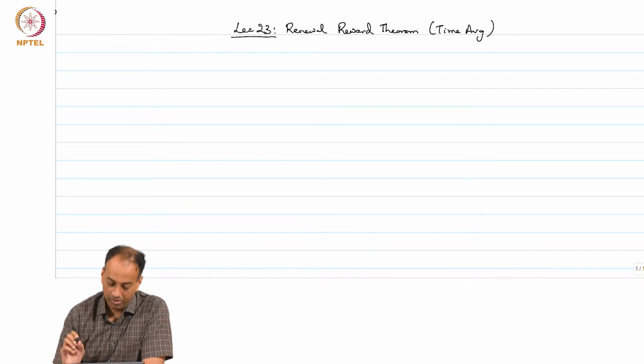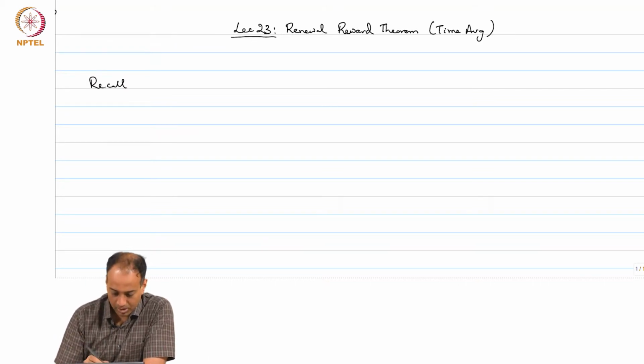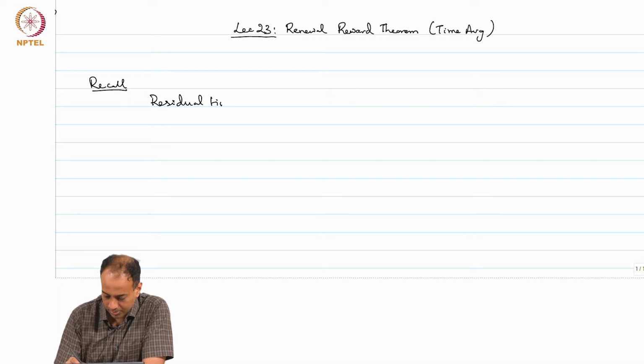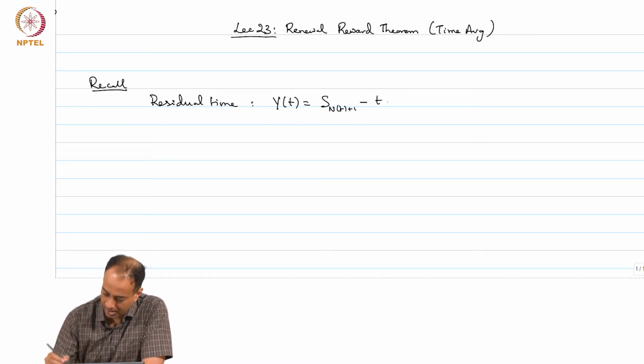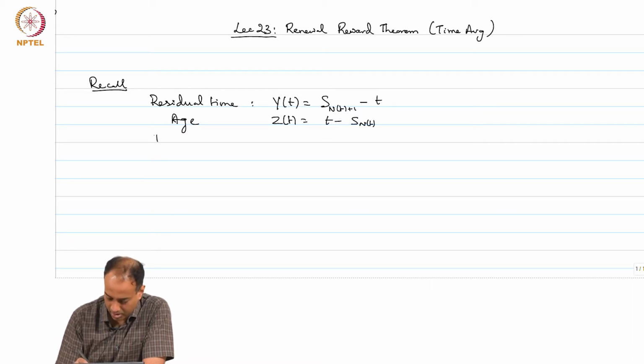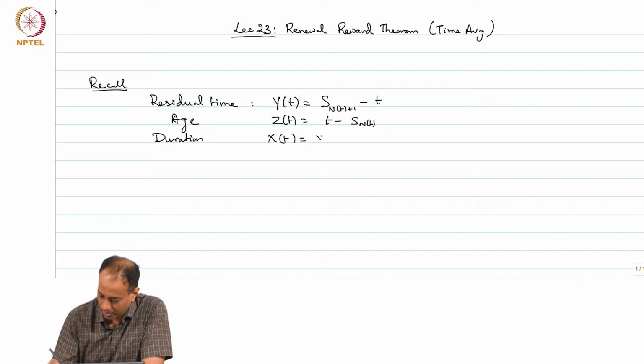Welcome back, good morning. Recall from yesterday that we defined residual time as Y(t) = S_{N(t)+1} − t, age as Z(t) = t − S_{N(t)}, and duration X(t) as Y(t) + Z(t), which is equal to S_{N(t)+1} − S_{N(t)}.